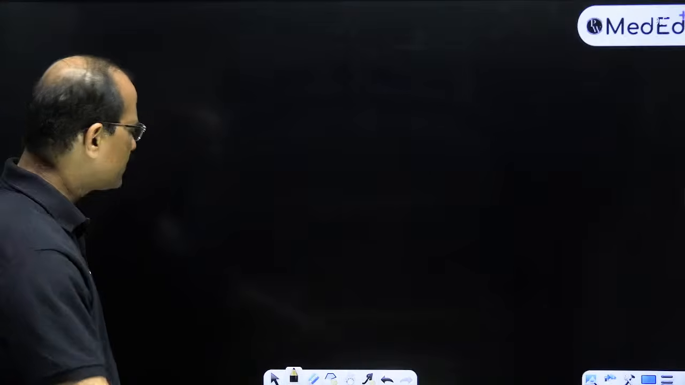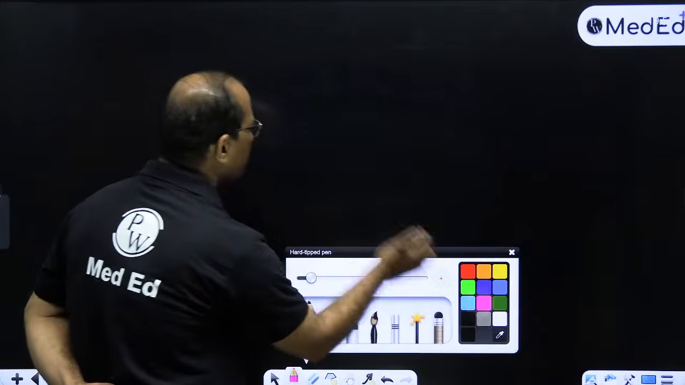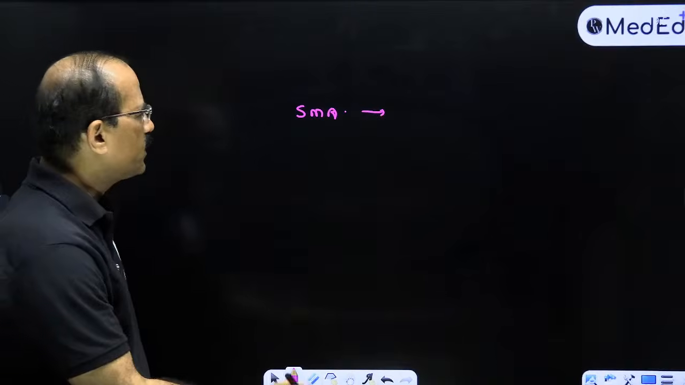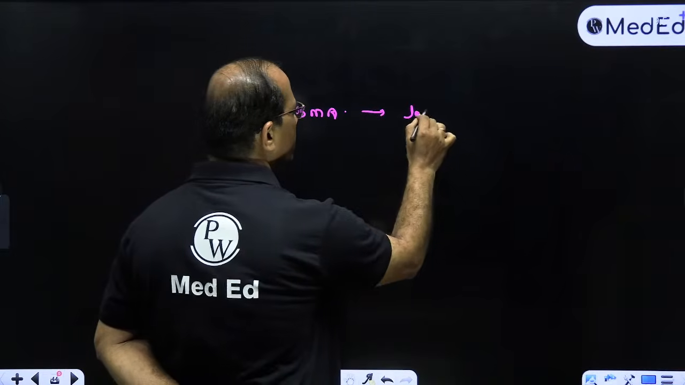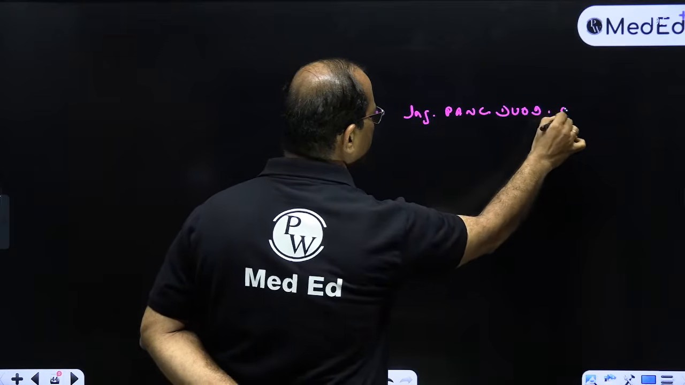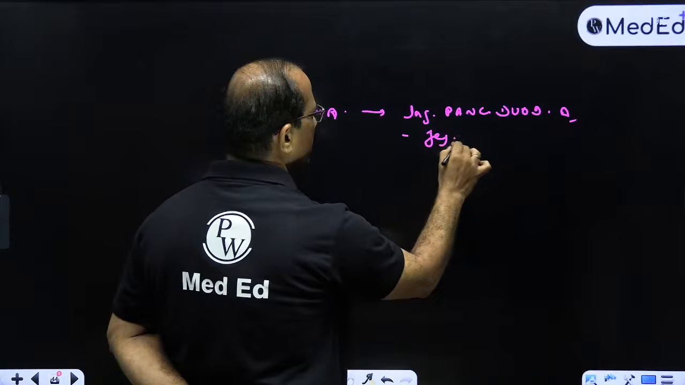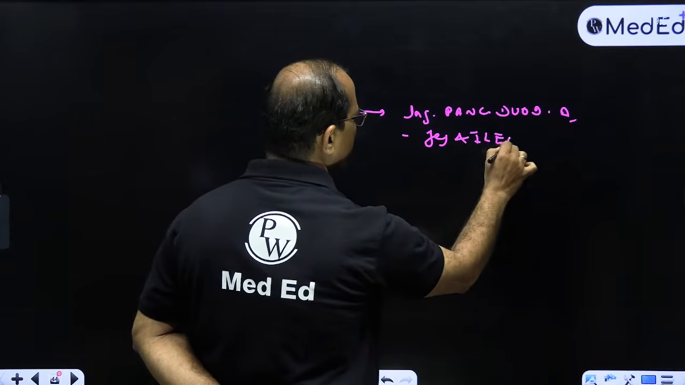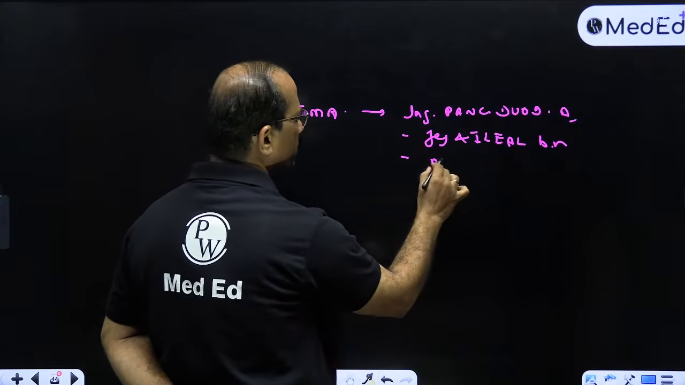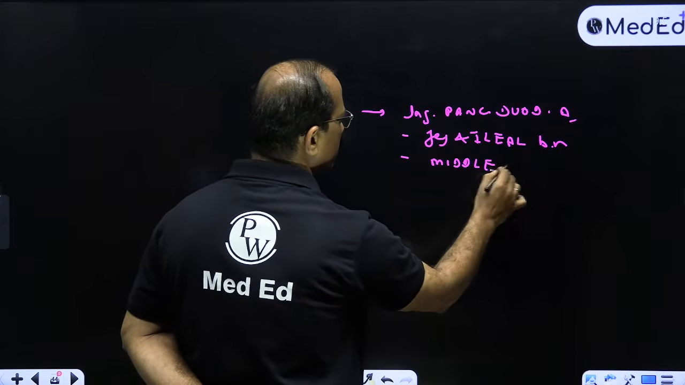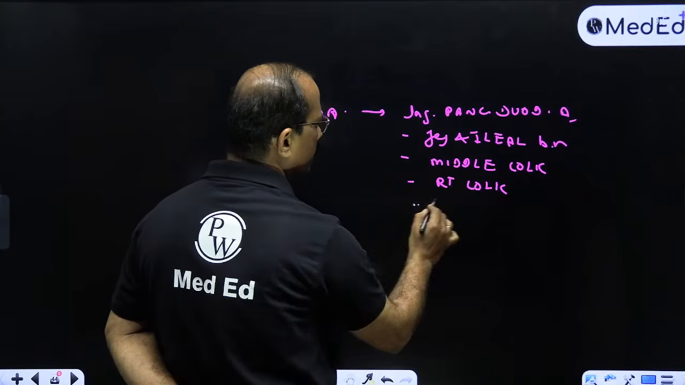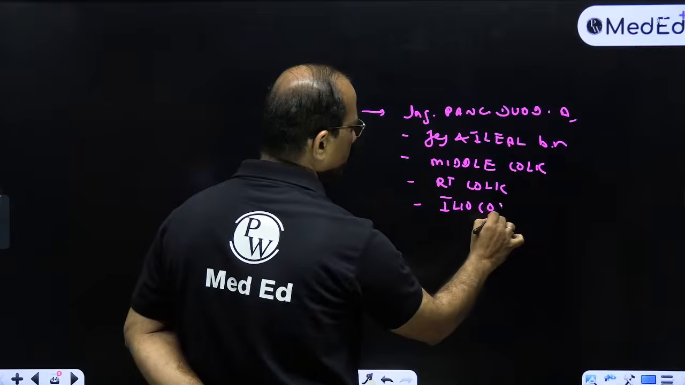एक मिनट, I'll just tell you the branches of superior mesenteric. चलो आपको ये पता होगा, but superior mesenteric artery के branches आप बता सकते हो. Superior mesenteric artery का first branch is the inferior pancreatico-duodenal artery. फिर jejunal and ileal branches. Then comes middle colic. Then comes right colic. Then comes इलियोकोलिक.